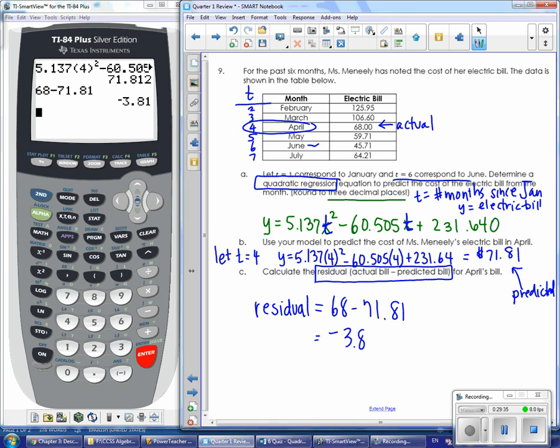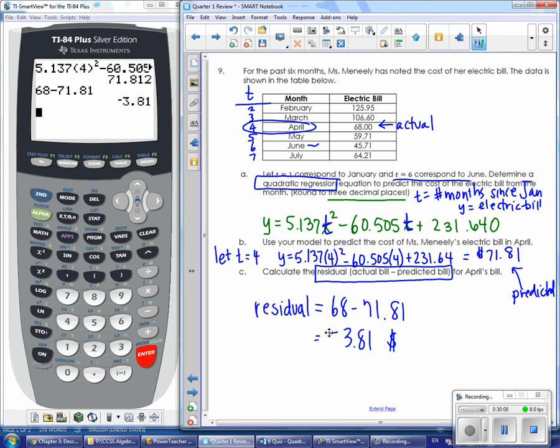And that's in dollars. And so if I ask, is that an over prediction or an under prediction, like did my model overestimate or underestimate? Well, I can see really clearly that my prediction was higher than the value in the table. So notice that when your prediction is higher, your residual is actually going to be negative. And that's because the prediction's higher. So it's overestimating what the actual cost is. And if you look, that's not a huge difference when we're talking about the cost of electric bills. Being within $4 isn't too bad. So it's a pretty good fit, I think.